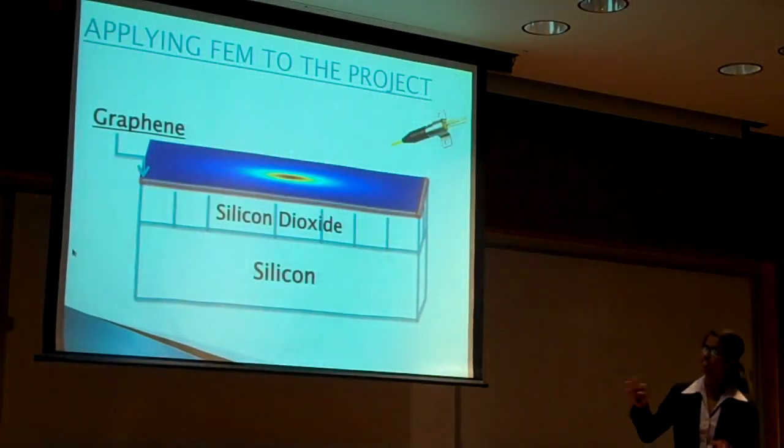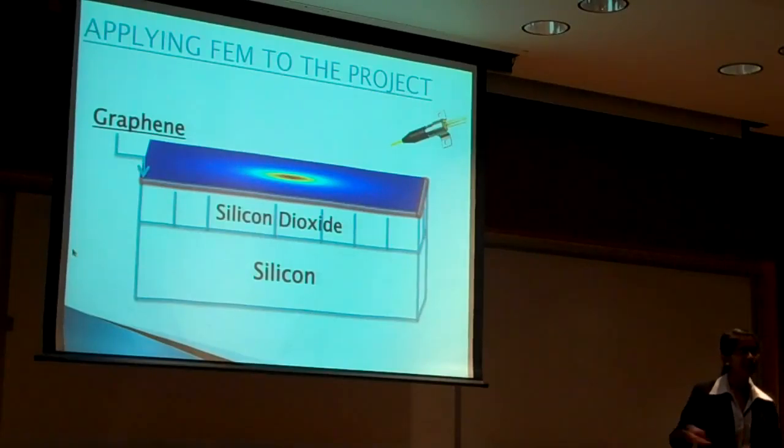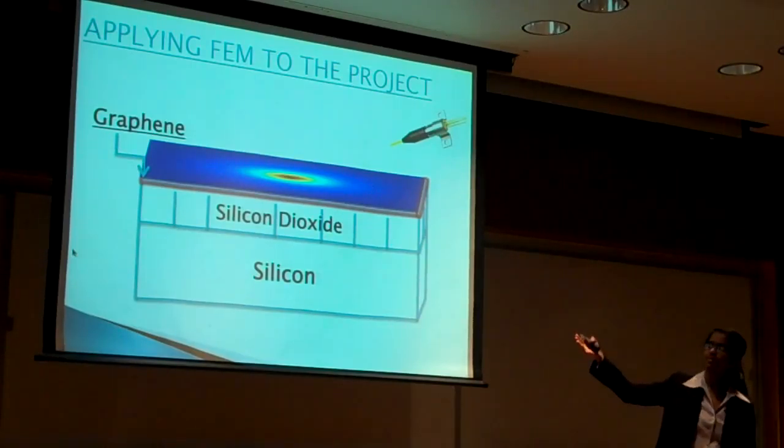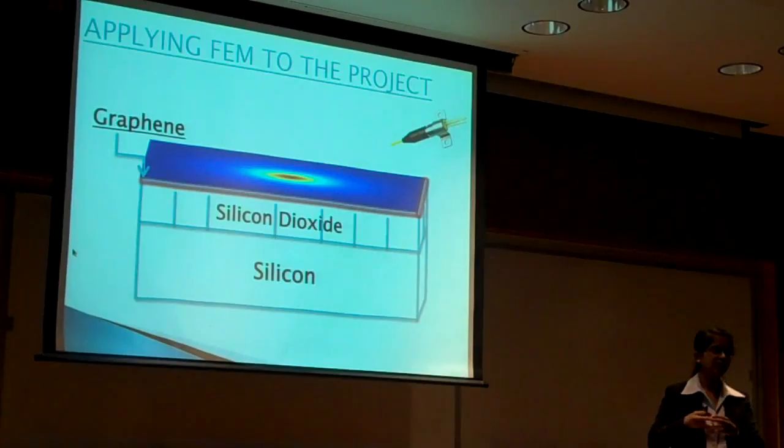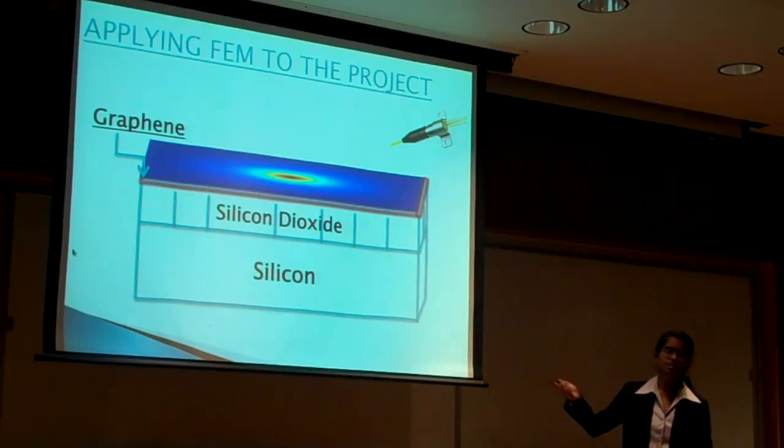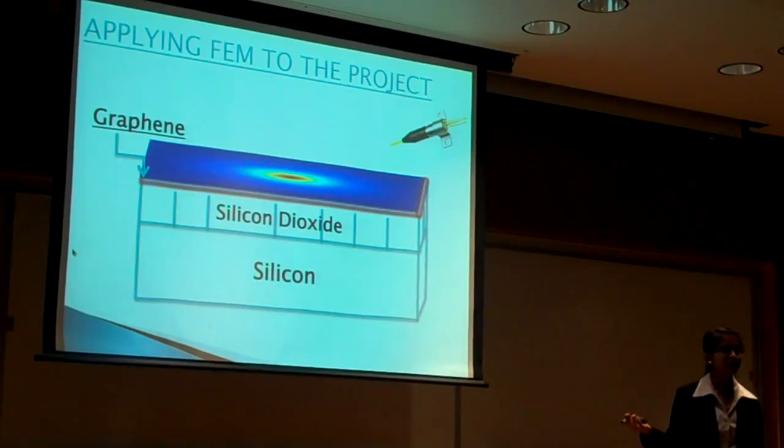So here you can see really the 3D of what's happening. The laser is hitting the graphene surface and the temperature is really increasing and spreading throughout the surface. And once again, I'd like to point out that the silicon is used because it doesn't thermally affect what's happening on the graphene surface.